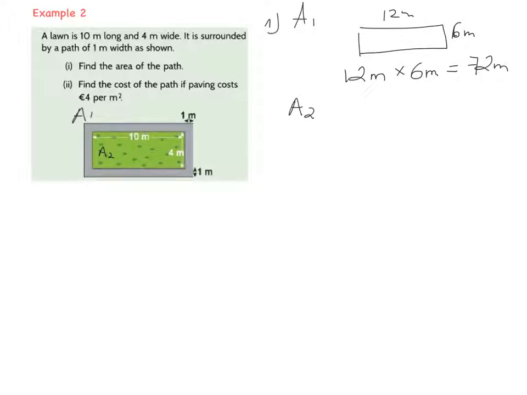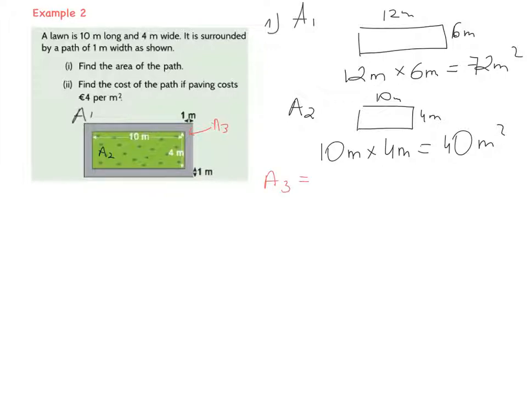Then we can find the area of this little green rectangle, area 2. We have 10 meters by 4 meters. So 10 multiplied by 4 is 40 meters squared. Don't forget, it's always squared when we are finding the area. And then let's say this area is area number 3, and A3 is A1 minus A2. So 72 meters squared minus 40 meters squared is 32 meters squared.